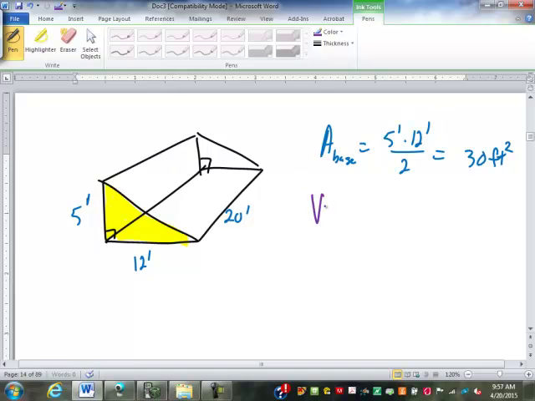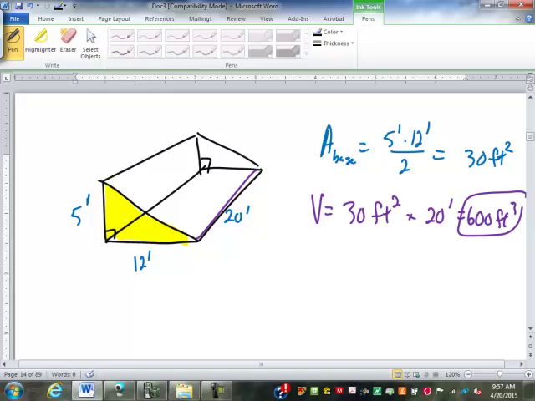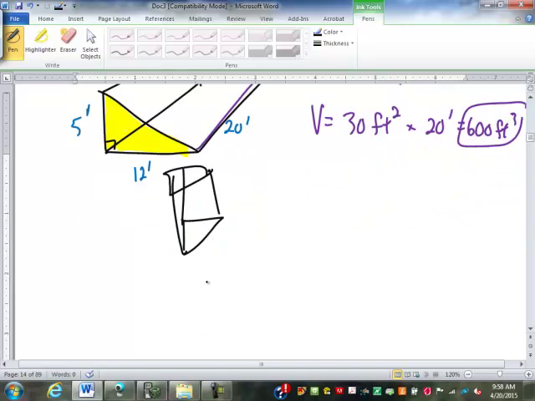It's half the rectangle, so you've got to divide it by 2. So then my volume is that 30 square feet times my height. Even though it's not really a height, it's a distance from one base to the other of 20 feet, which is 600 cubic feet. Even though it's flat, you've got to see it as though you're standing it up on end like this. I know, I drew it pretty crappy.